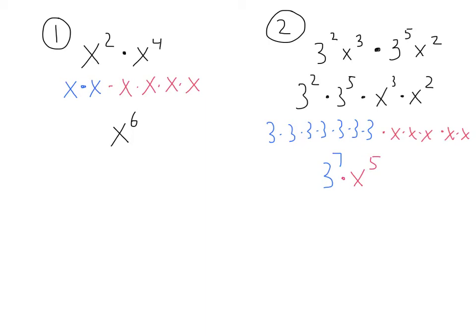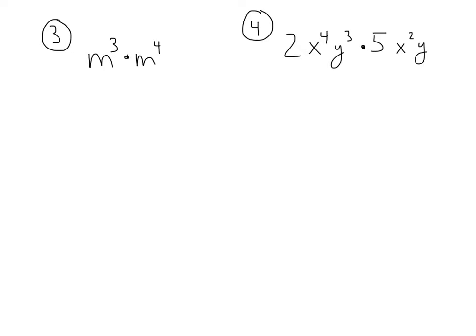Hopefully this shows you why the shortcut that is often taught is that you can add these exponents. 3 squared times 3 to the 5th is 3 to the 7th. X cubed times x squared is x to the 5th. The key thing is why. It's because of the factors that you have. 3 squared times 3 to the 5th means there are 7 factors of 3. X cubed times x squared means there are 5 factors of x. Go ahead and pause and try these on your own.